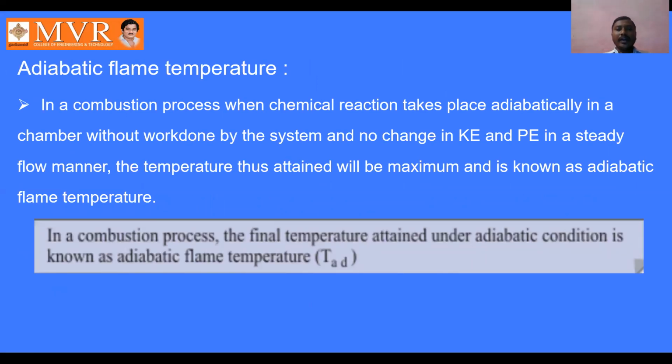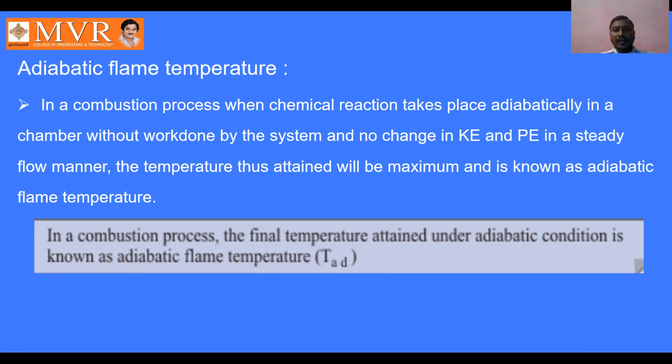Adiabatic flame temperature means that in a combustion process, the chemical reaction takes place adiabatically. Adiabatically means no heat transfers into or out of the system. When a chemical reaction takes place in a chamber without work done by the system and with no change in kinetic energy and potential energy, in a steady flow manner, the temperature thus attained will be maximum and is known as adiabatic flame temperature.